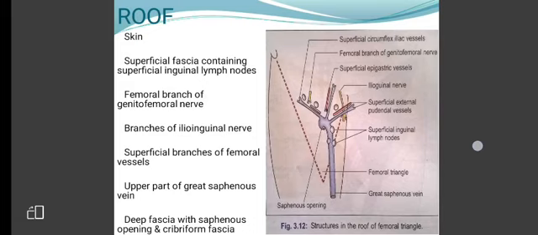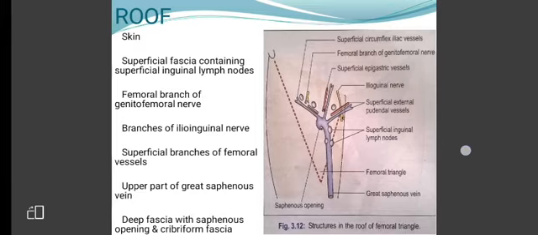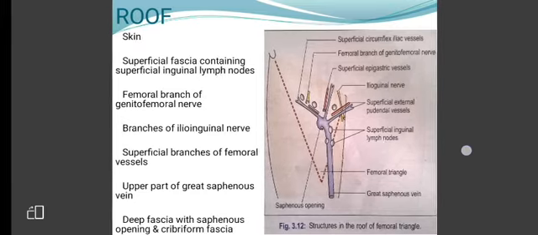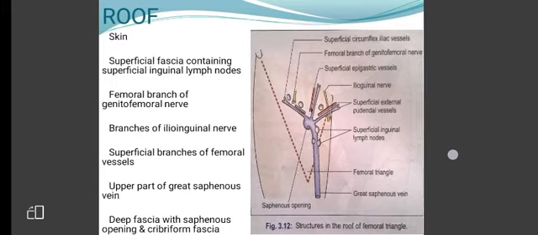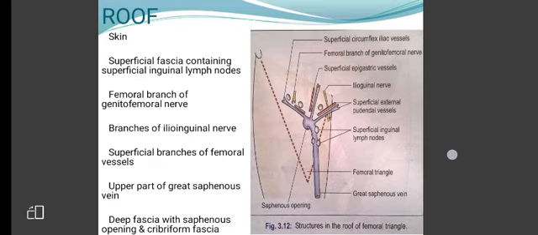Next, learn about the roof of the femoral triangle. Roof is made up of skin, superficial fascia and deep fascia. Superficial fascia contains superficial inguinal lymph nodes, femoral branch of genitofemoral nerve, branches of ilioinguinal nerve, superficial branches of femoral vessels, upper part of great saphenous vein, and deep fascia is bounded by saphenous opening and cribriform fascia.